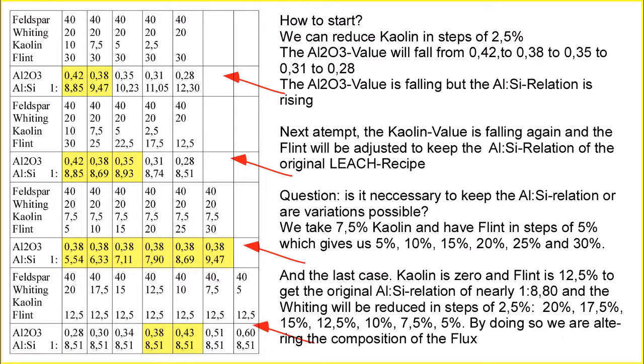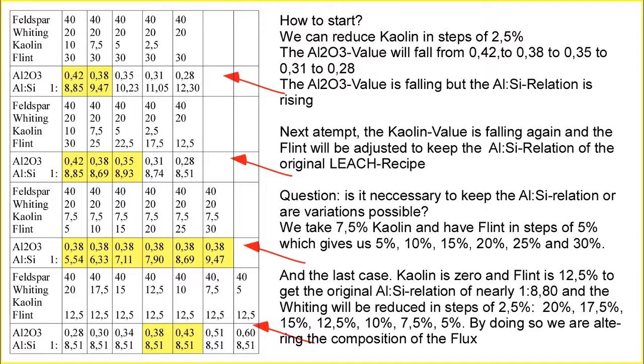How to start? We can reduce kaolin in steps of 2.5%. The Al2O3 value will fall from 0.42 to 0.38 to 0.35 to 0.31 to 0.28. The Al2O3 value is falling, but the relation of alumina and silica is rising. And here we can see it. It's rising from 1 to 8.85 to 1 to 12.3.